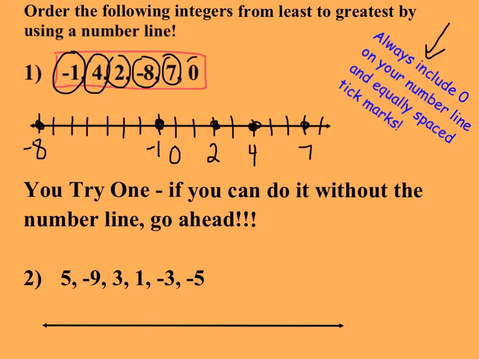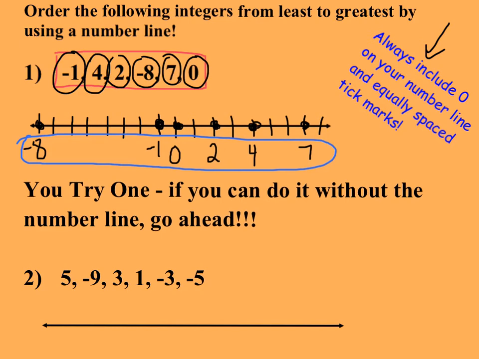And lastly, this one wants me to go ahead and graph point 0. Now, the object of doing this was to order the integers from least to greatest. So now what's nice about using a number line is my integers are ordered right down here where I labeled them from least to greatest. So negative 8 is the smallest, followed by negative 1, 0, 2, 4, and 7.